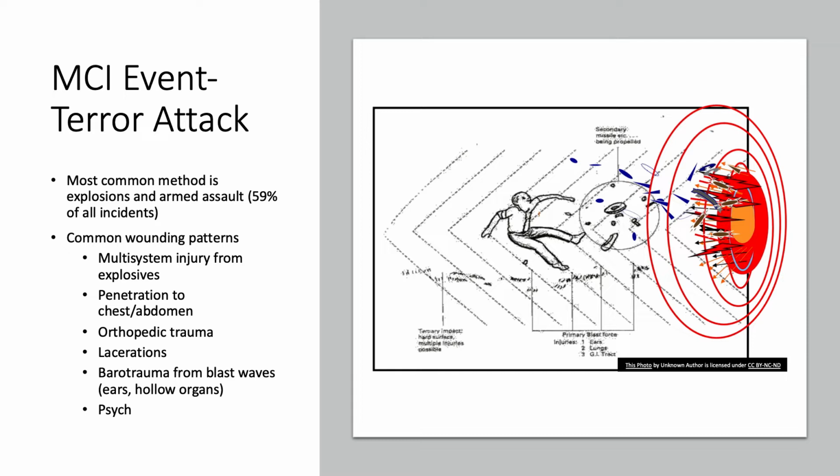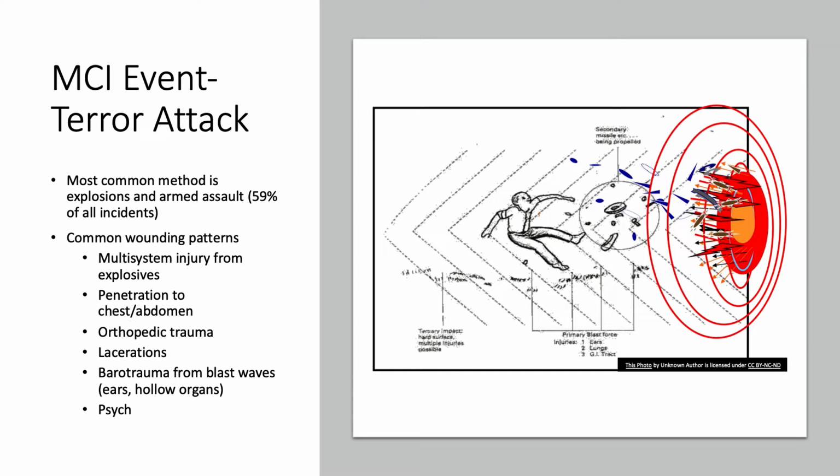Orthopedic trauma shouldn't be overlooked. This can occur due to explosions, vehicle-borne issues, or even gunshot trauma to the leg can affect your femur and shatter it. Lacerations, and specifically when it comes to the explosives, barotrauma from the blast waves. And these affect our hollow organs like our lungs and our stomach, as well as our ears from the rapid shift in barometric pressure. And not to be overlooked, which often is though, is the psychiatric side of these events.